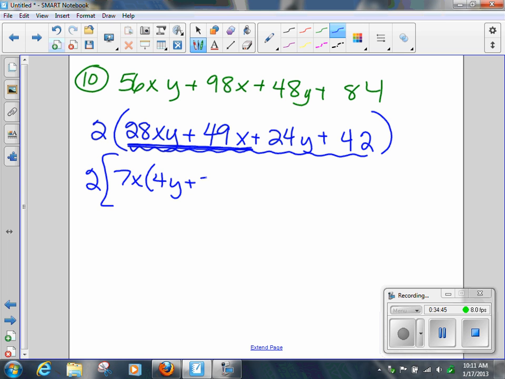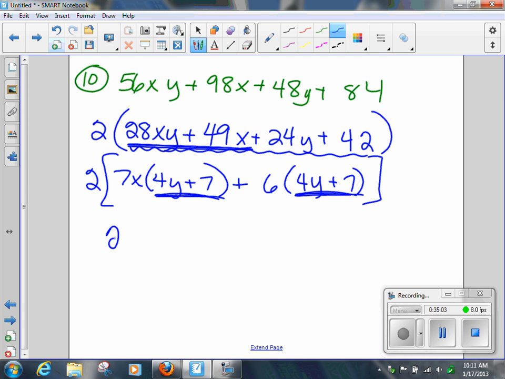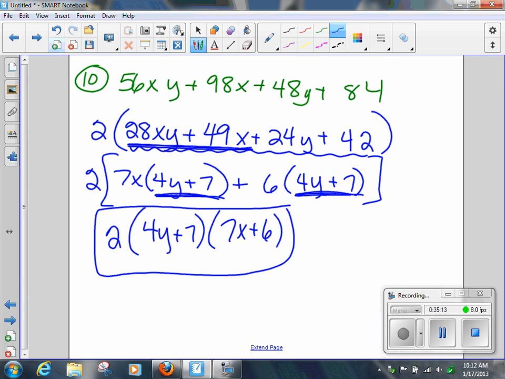4y plus 7, yes? Plus, what's my GCF of 24 and 42? 6, times 4y plus 7. And remember, we always want these to match because that's like a new GCF. Keep bringing down the 2. Take out your 4y plus 7. What's left over? 7x plus 6. Did that help you? Whoever needed that one? What about the 6? Okay, you found it. All right. Other questions?